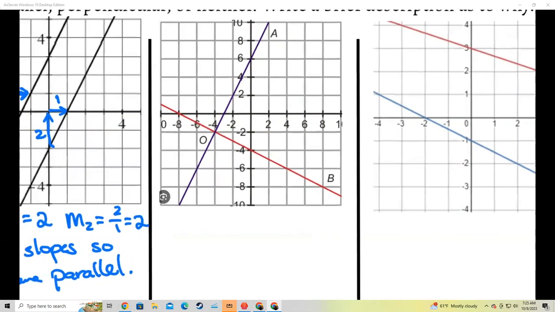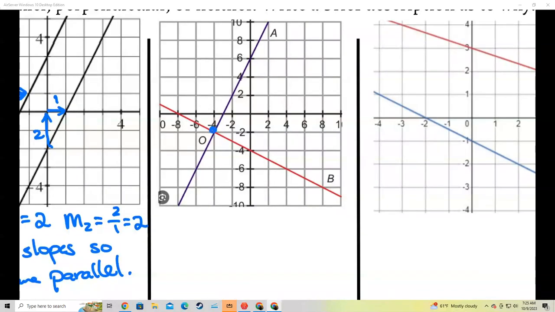Okay, let's take a look at the next one. I'm going to start from this dot and go up 2, right 1 to get to the next dot. So my first slope is up 2, right 1. That's going to be 2 over 1, which is just 2. My slope for the next one is going to be down 1, right 2. Remember, it's rise over run. So down 1, run 2.